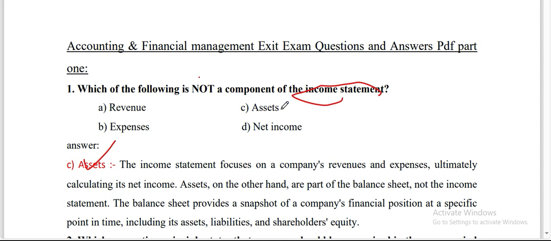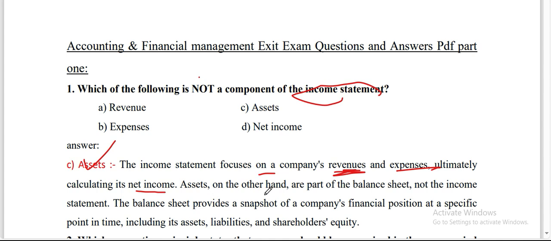C, or assets, is not a component of income statement. The income statement focuses on a company's revenue and expenses. Revenue and expenses are ultimately calculated to get net income. So assets are not components of the income statement. Revenue and expenses are the basic components of income statements.